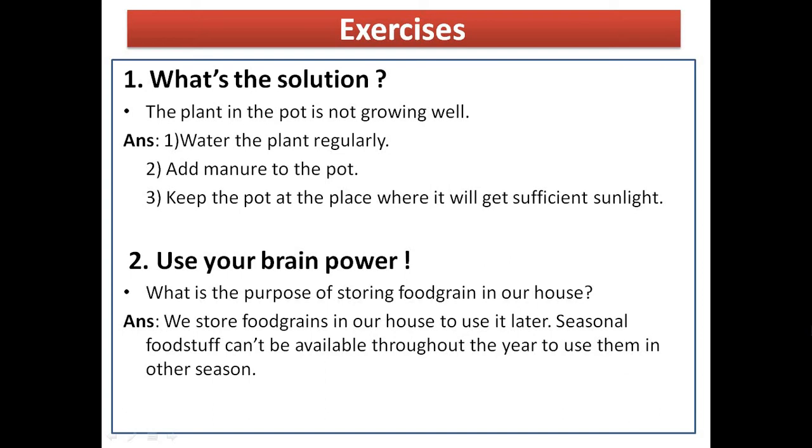Question 2. Use your brain power. What is the purpose of storing food grain in our house? We store food grains in our house to use it later. Seasonal foodstuff can't be available throughout the year, so we store it to use in other seasons.